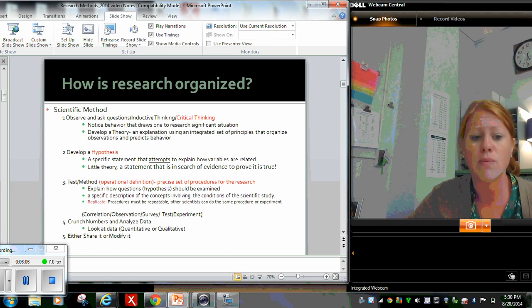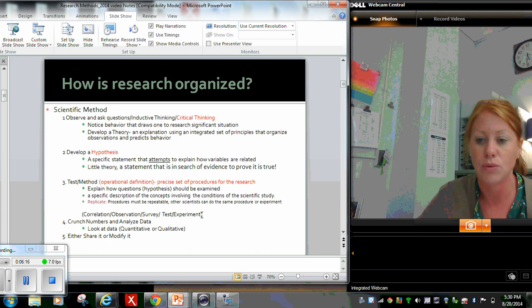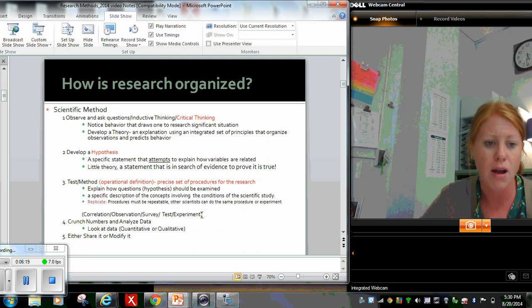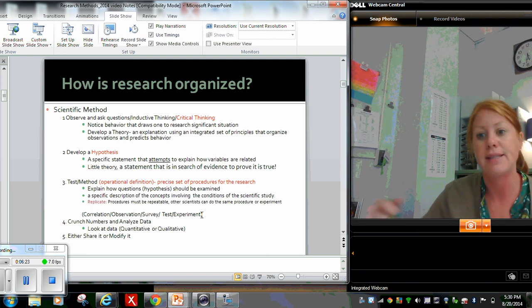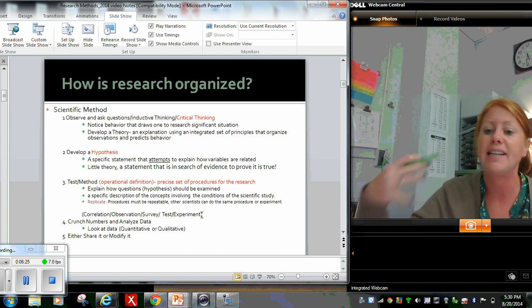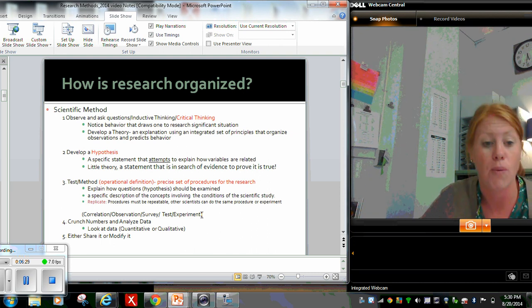So I know that replicate's in red down there. Procedures must be repeatable. Other scientists can use the exact same experiment to see whether or not afternoon really impacts whether or not a student can learn something. Like I said, it's a specific set of directions. I kind of think of it as the lesson plan. You're going to attack it the exact same way so you know that maybe it's fair across the board.